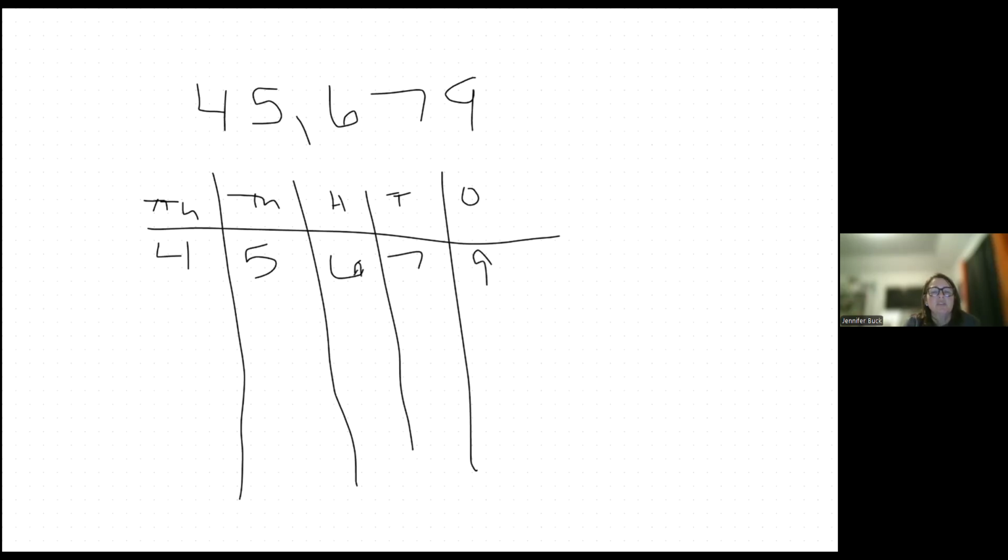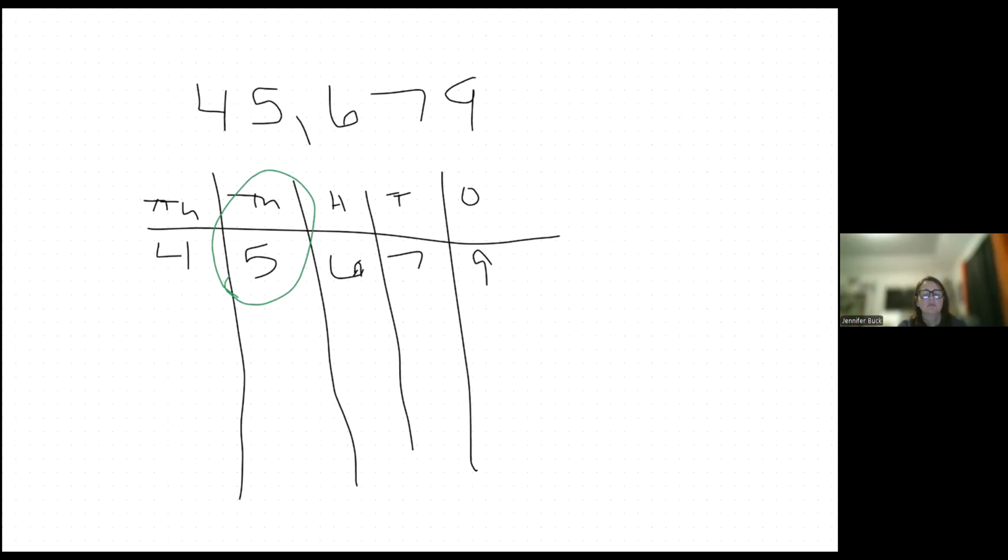I'm going to read my question carefully because it's going to say, what is this number rounded to the nearest? And it's going to tell you the place value. So let's pretend it says thousands. So the first thing I want to do is I want to circle the place value that it wants me to round. And here are the rules, okay?